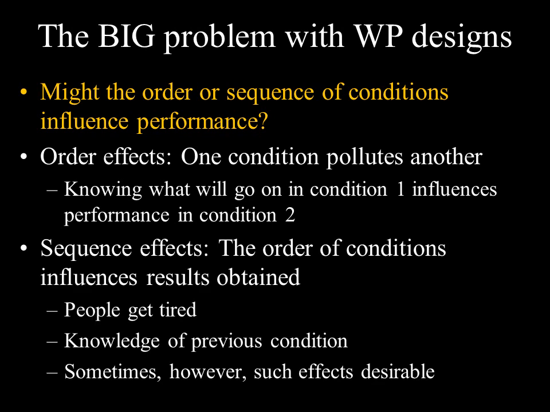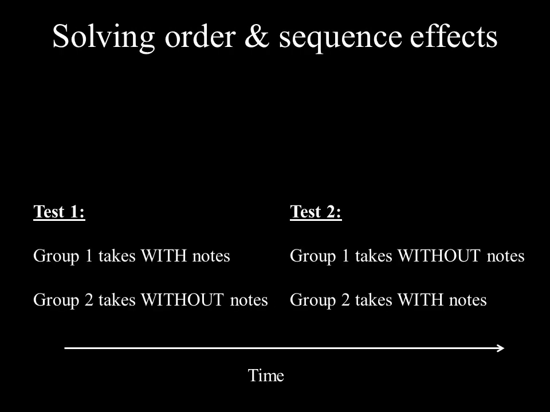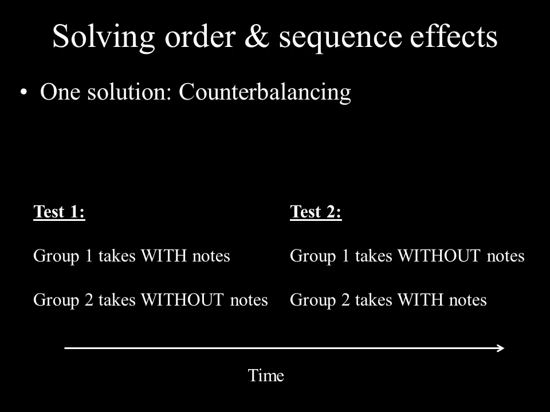Now, the big problem with within participant designs is, as I said, the order effect or the sequence effect. I'm going to skip ahead because I already spoke about most of this. So one way that we resolve order and sequence effects is by doing something called counterbalancing. Now, when we counterbalance, what we do is initially we create two groups in an experiment. And so we randomly flip a coin to create these groups.